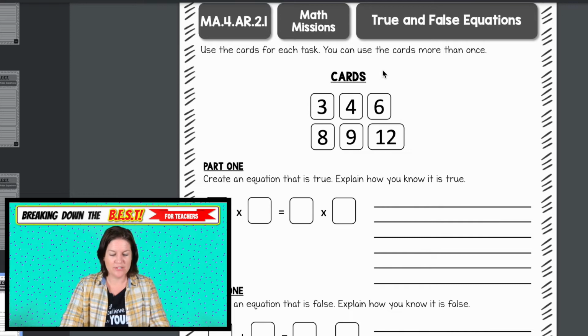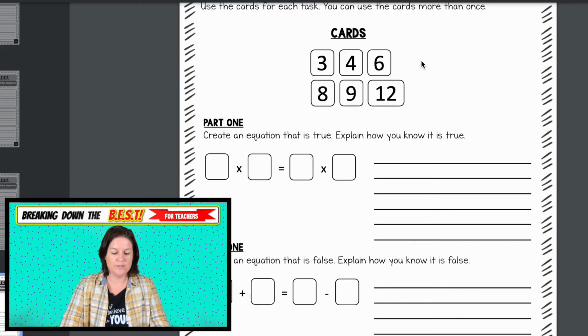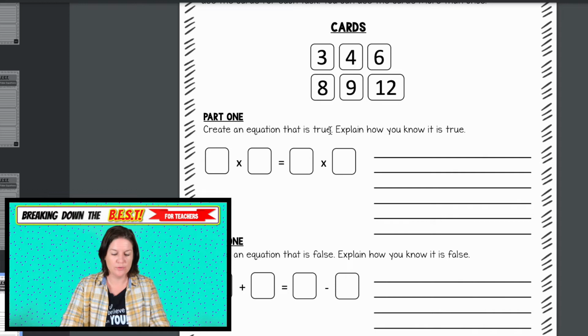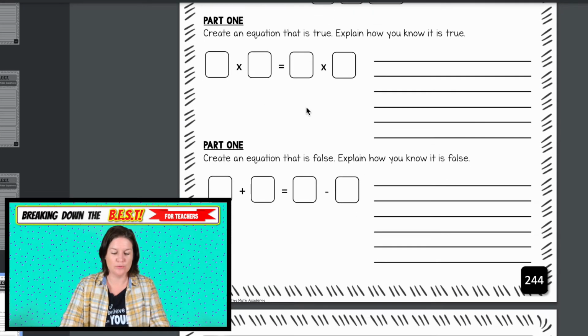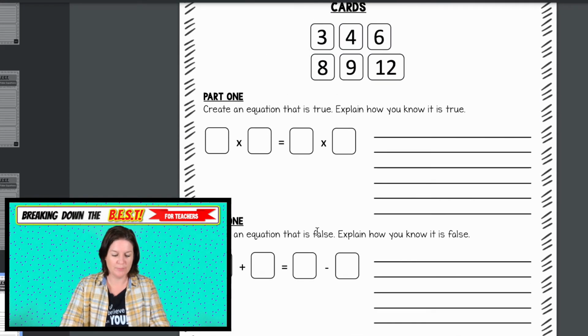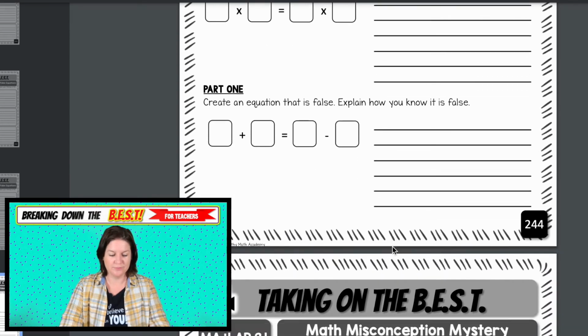Use the cards for each task. You can use the cards more than once. Create an equation that is true. Explain how you know it is true. So using these cards, boom. Create an equation that is false. Explain how you know it is false.